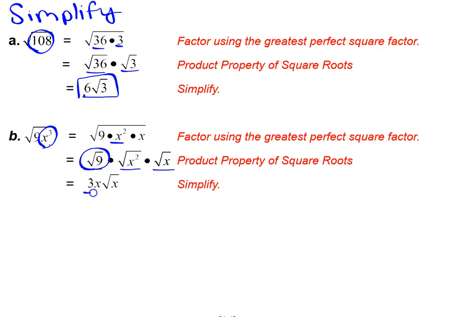The square root of this is 3. The square root of this is x. And we leave that the square root of x. So we get 3x times the square root of x. And we're going to practice this quite a bit. These are just our first two examples.